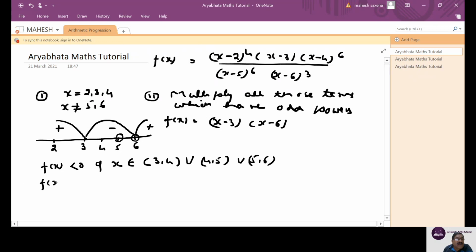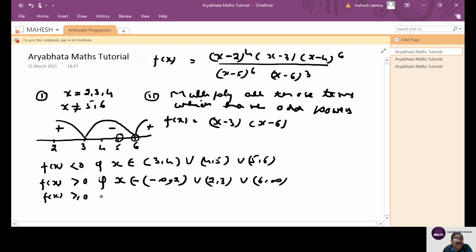Now f(x) is greater than 0 if x belongs to, now this positive sign is here, therefore x should be in this region. But x cannot be 2, cannot be 3. Therefore, first values of x will be from minus infinite to 2. Again from 2 to 3, union, 2 to 3, and from 6, x should be greater than 6. Therefore, union 6, infinite.